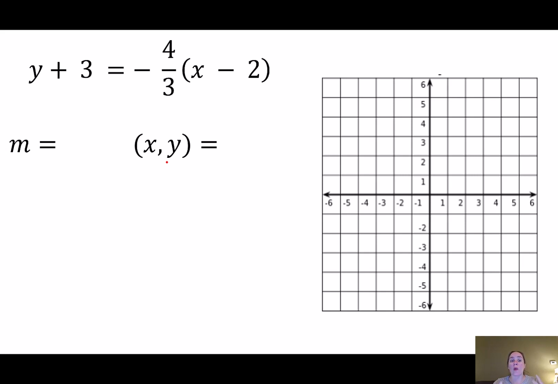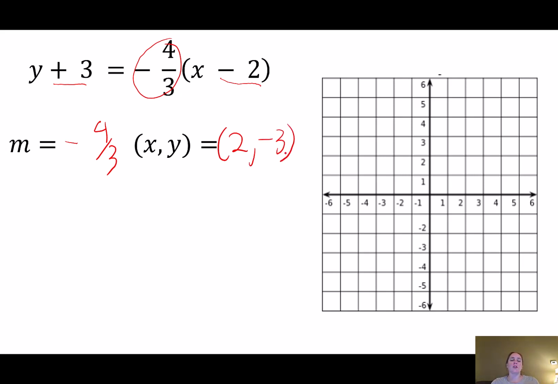So now let's talk about using these to graph, because that's what we've been doing this unit, graphing these points. Okay, so from the equation I need two things. I need the slope and I need the point. Okay, so first off, my slope is negative 4/3. And what is my point? Well, opposite of negative 2 is 2. Opposite of positive 3 is negative 3.